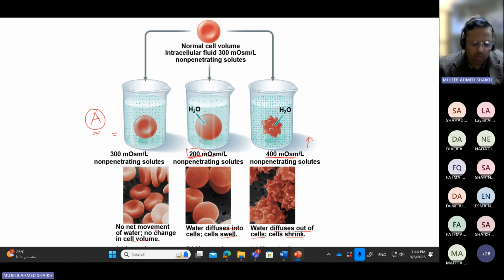But in exam, you may be given one of the pictures, and you are supposed to tell what will happen to the size of the cell. What is happening? Is it going to burst? Is it going to shrink? Or is it going to remain same? Depending upon these values. If you remember these values, 300 means iso-osmolar solution, 200 means hypotonic solution, hypo, and 400 means hypertonic solution, hyper. Okay.